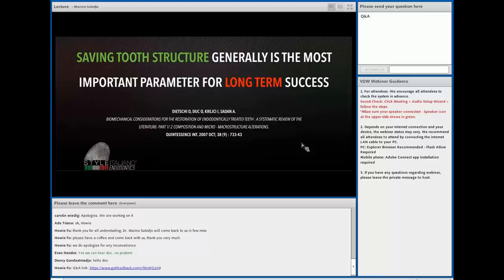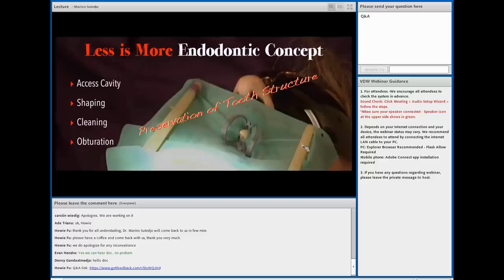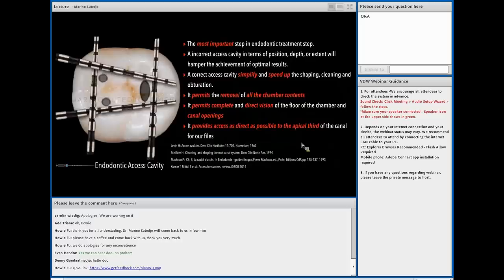We have discussed this before. The more tooth structure we have, the more retention that we can gain, and the more retention, the longer this tooth survives. So if you are looking at this less is more concept, minimally invasive endodontics, there is not much difference from the regular concept of endodontic treatment. We still need to do our access cavity. We still need to shape our root canal. We need to definitely clean our root canal systems. And finally, we need to do some obturation. Therefore, if you are talking about less is more, then in these four procedures, we need to try to preserve as much tooth structure as practical.